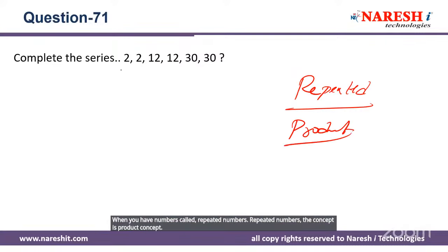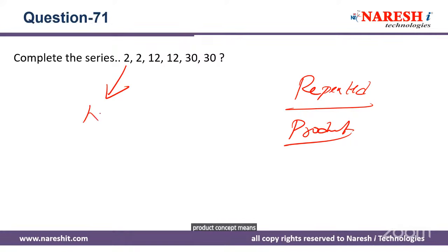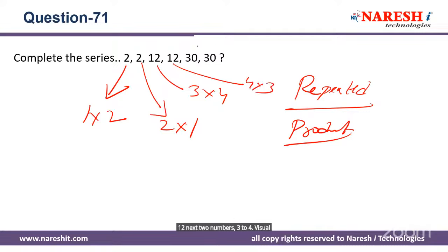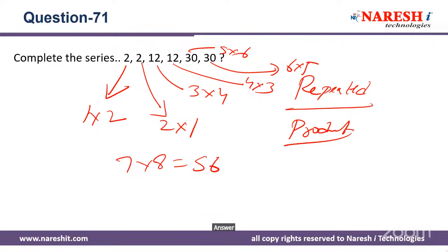Product concept means this 2 comes as a product of 1 and 2, and this 2 comes as a product of 2 into 1. Next two numbers, 3 into 4, 12, and 4 into 3, 12. 30 is 5 into 6, another 30 is 6 into 5. So the next two products are 7 into 8. Answer 56.